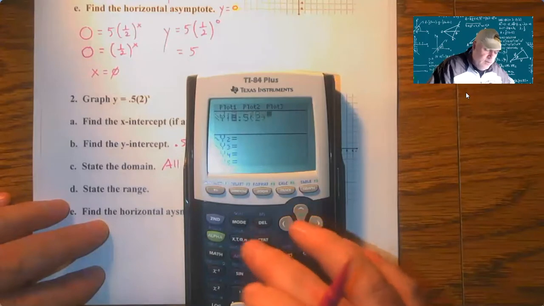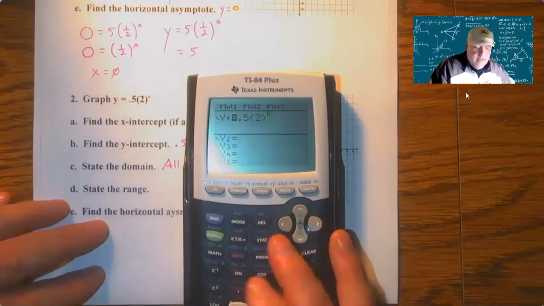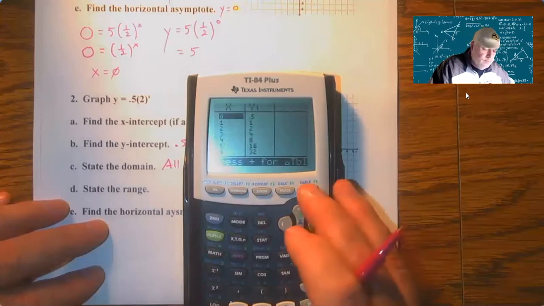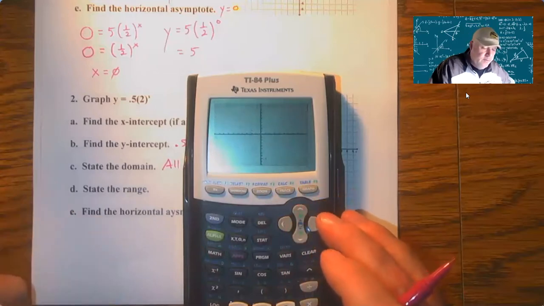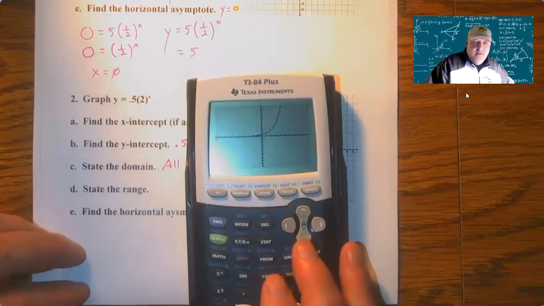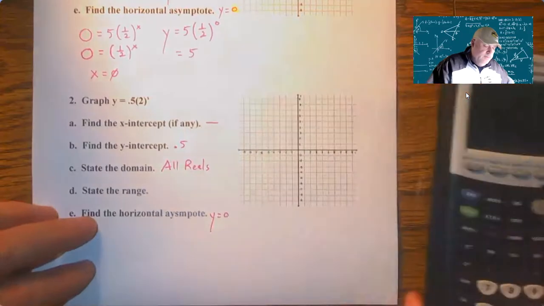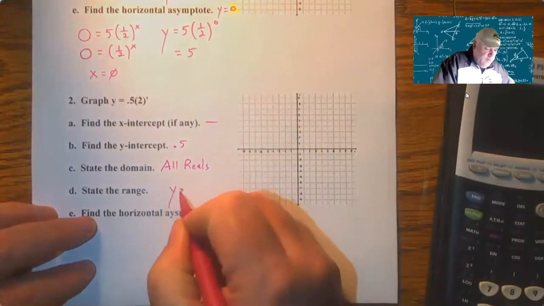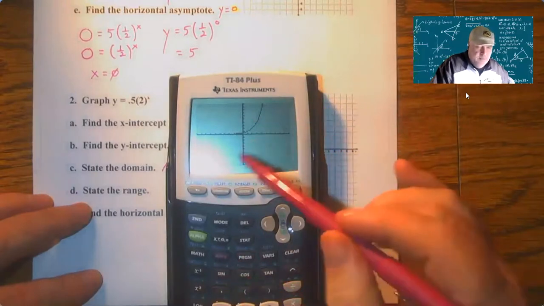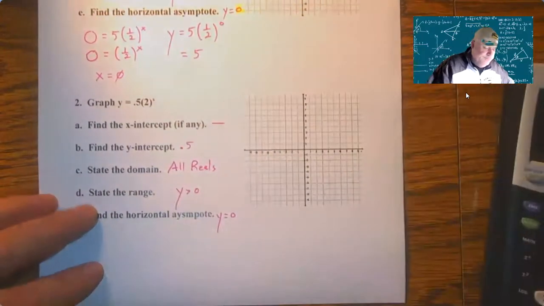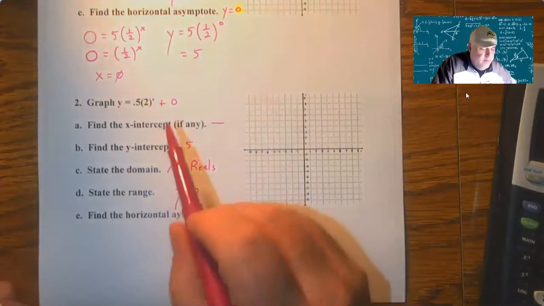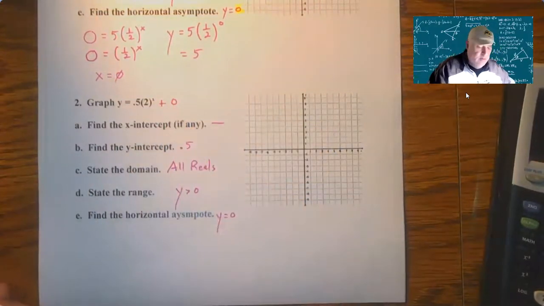Okay, so you're going to want to take a look at the table, what the graph looks like here. Okay, so that's what it's going to look like. The range will be greater than 0, so it's always relative. It's sitting above or below, so it's above the horizontal asymptote. The horizontal asymptote is 0 because that's the number that's added on the end here.